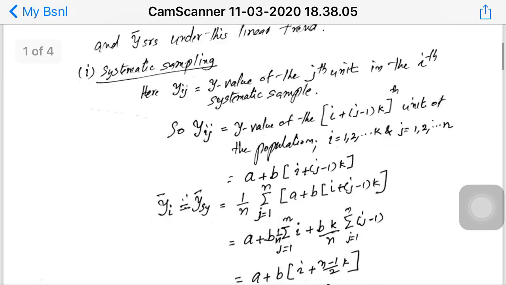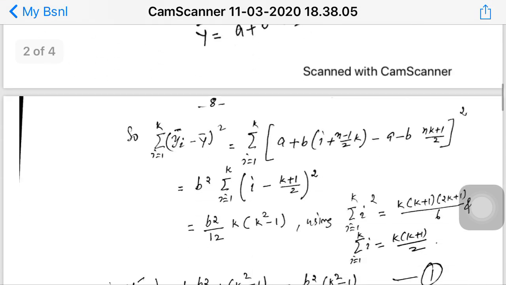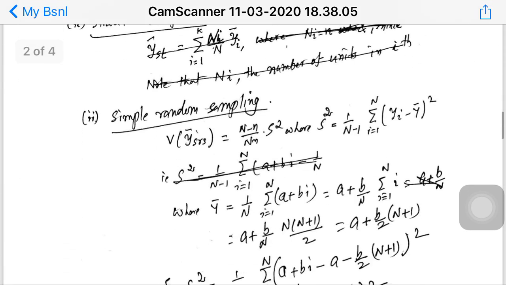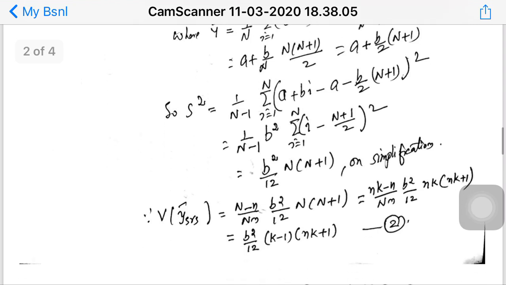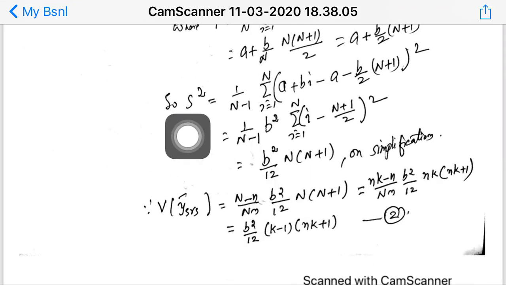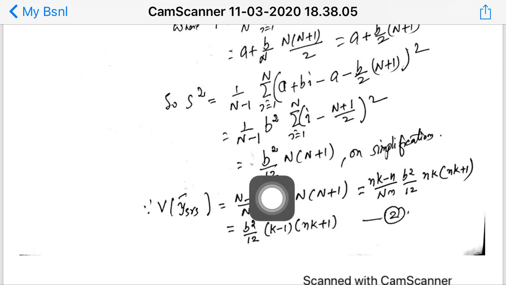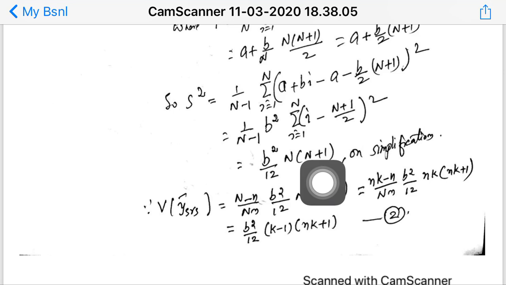Okay, you can see what is capital S square. What is capital S square? Okay, here I have found capital S square. Capital S square was equal to B square divided by 12 into total number of units in the population into total number of units in the population plus 1.